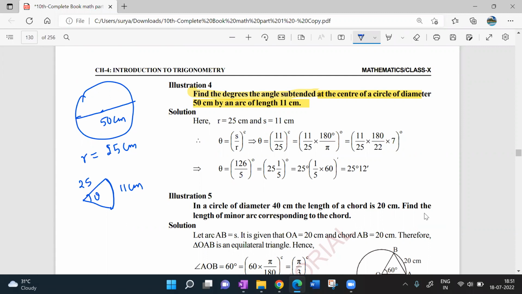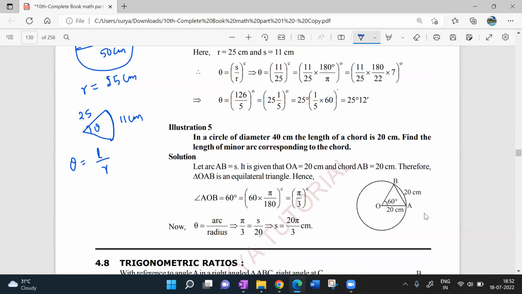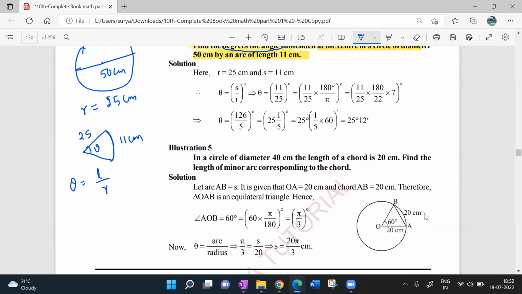So now what do I need to find out? I need to find the angle in terms of degrees. What is that angle? Formula L by R. Getting my point? So look at this here. Theta is equal to 11 by 25.